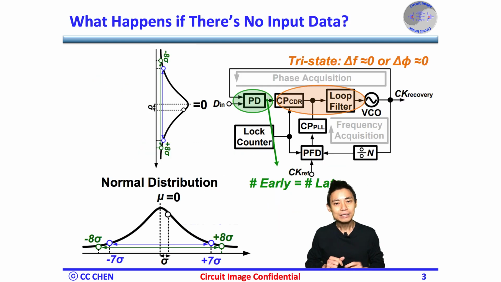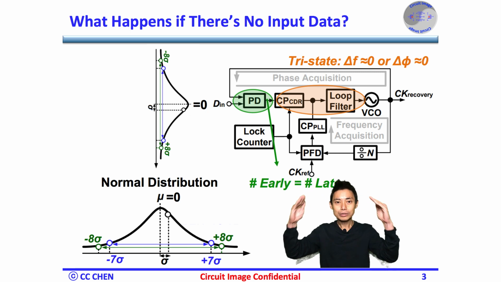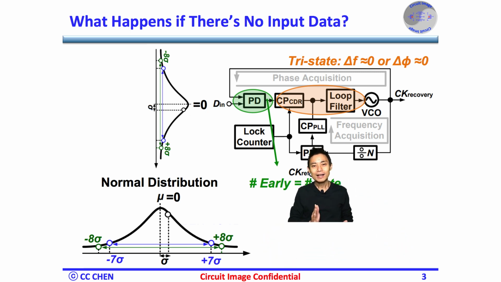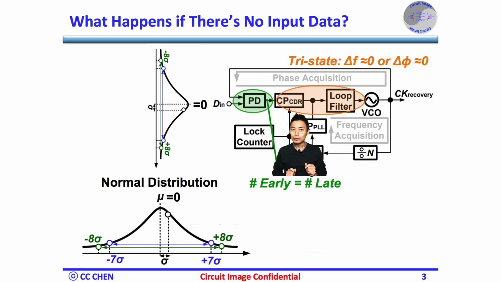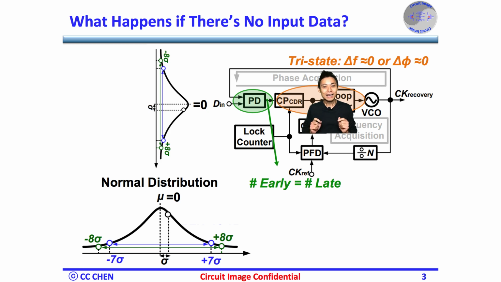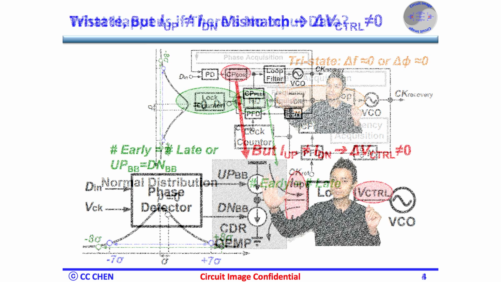Correct. Ideally, if the input noise is a normal distribution with a zero mean, the phase detector output would provide early and late equally in a period of time. Therefore, the CDR is in tri-state, and the VCO frequency or phase should stay the same or not move that much as before while the input data was present. Is that true? Think about the charge pump current mismatch for 5 seconds.